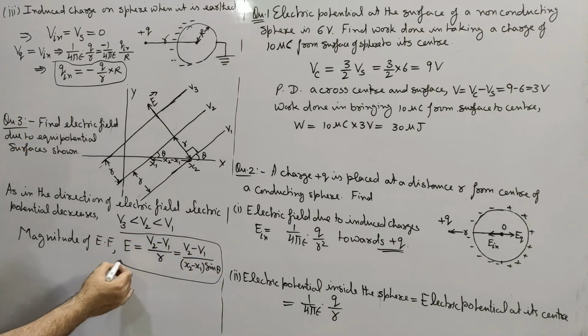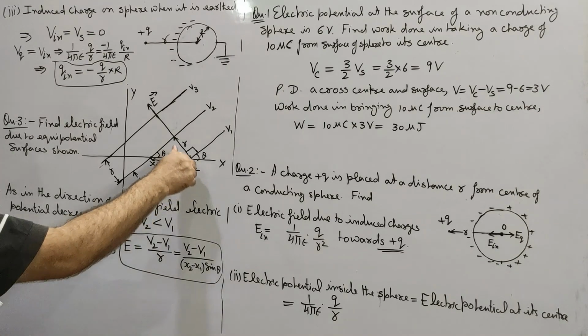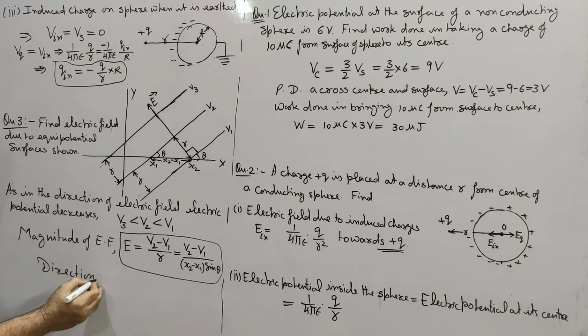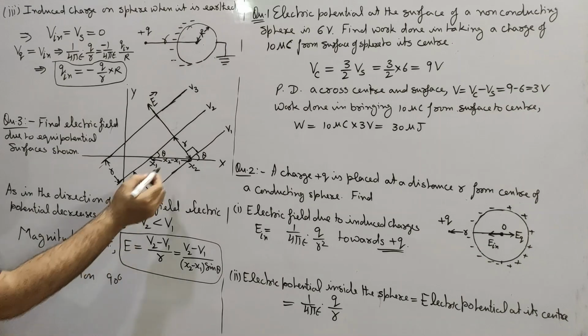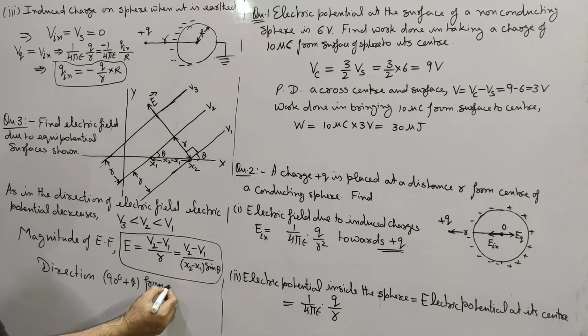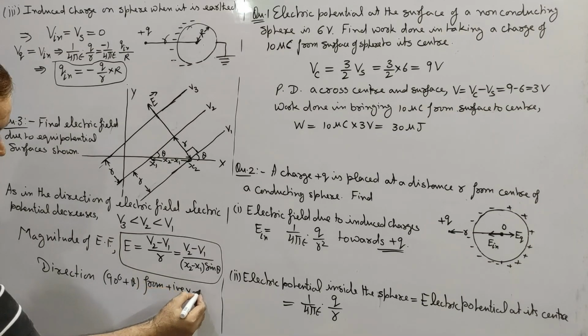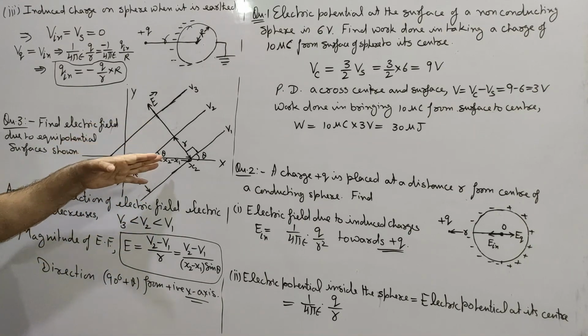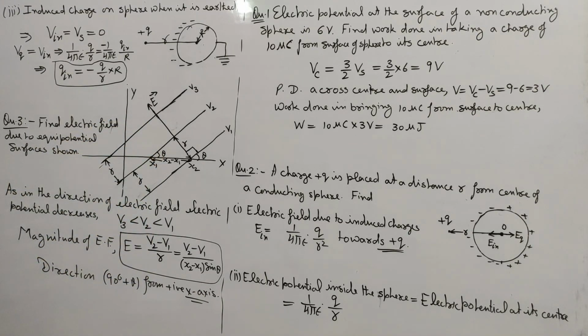So in this way we can find out the magnitude of electric field. What about the direction? The direction of electric field will be at an angle of 90 degrees plus theta from the positive x-axis. In this way, using equipotential surfaces, we can find out the electric field associated with them.